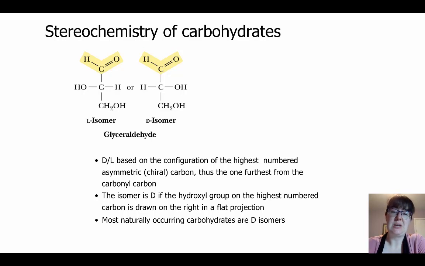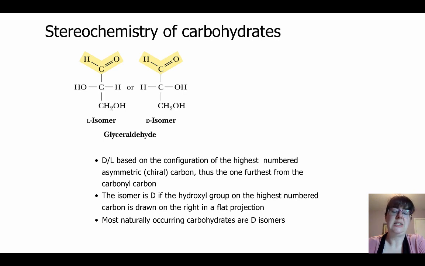We're going to be looking at the stereochemistry of carbohydrates. All of our carbohydrates are either going to fall under the D or L configuration. Since oftentimes carbohydrates are going to have multiple stereocenters, that D or L is going to be based on the highest numbered asymmetrical carbon, which is often going to be the one that is furthest from the carbonyl carbon.